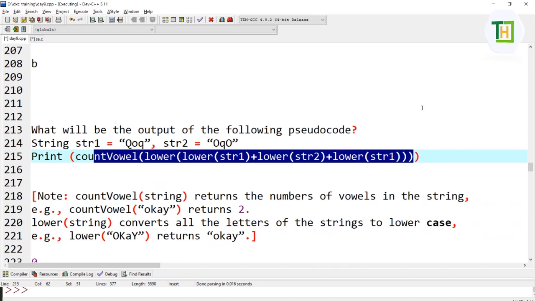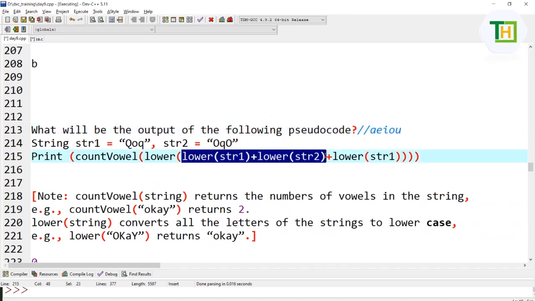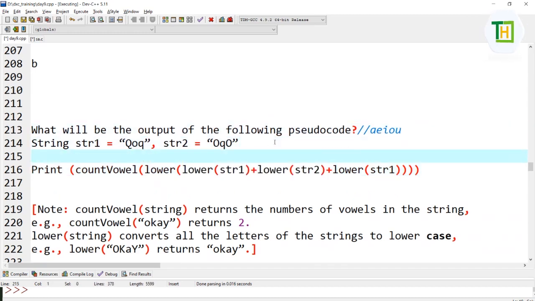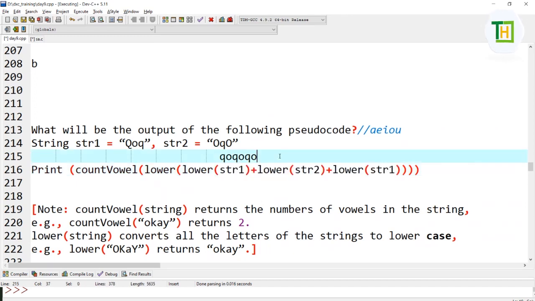That means here there are two functions. And what are the vowels here? The vowels are A, E, I, O, U, right? A, E, I, O, U. First of all, we have to go inside the function. Here lower of str1 plus lower of str2. That means I am going to add this string 1 and string 2. That means all are going to be lower case, right? AQ, OQ. Then again string 1, that is OQ.